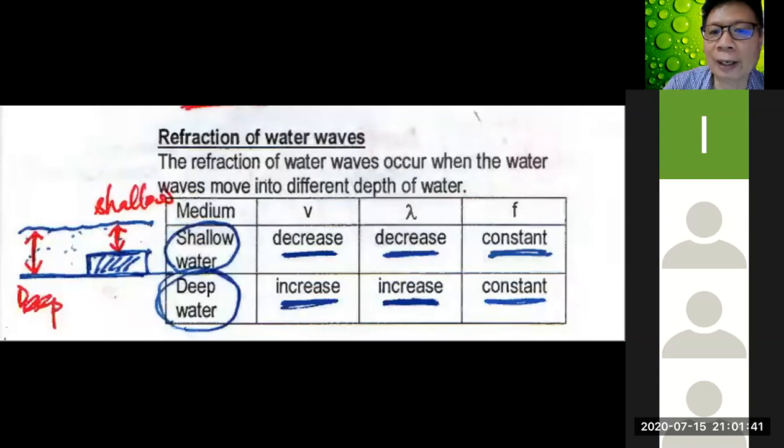Also increase. Yes, correct. Yeah, Yixin, correct. Thank you. Okay, next question.